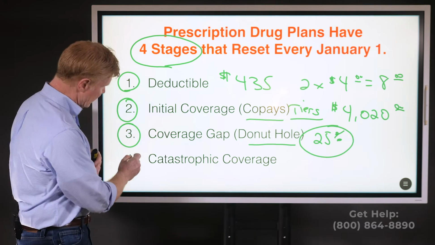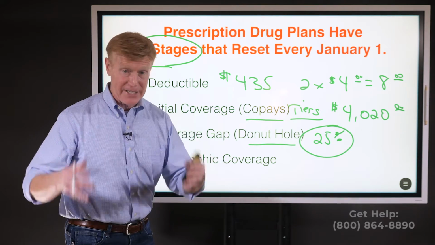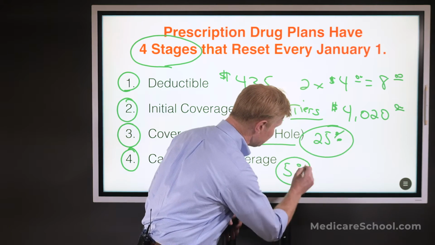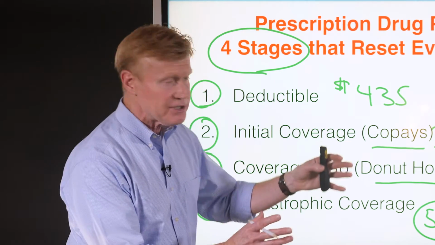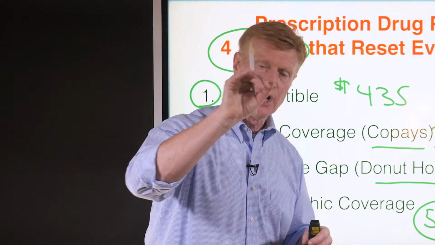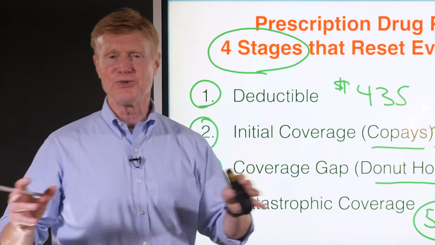And then the last stage is called catastrophic coverage. And this one, by the way, is never disappointing. Everyone's happy here, because now our copay is only 5% of the retail. So now it's actually going to go down. But here's my point. We want you to realize that every single drug plan has these 4 different stages, and your copayments can fluctuate, oftentimes surprising people, especially when they move from stage 2 to stage 3.